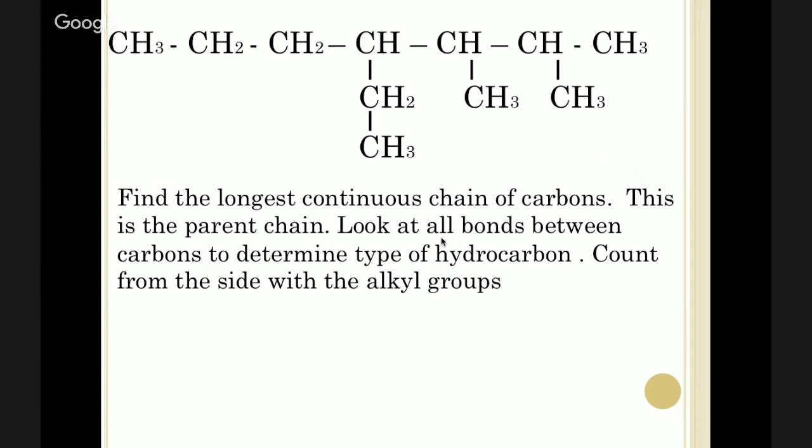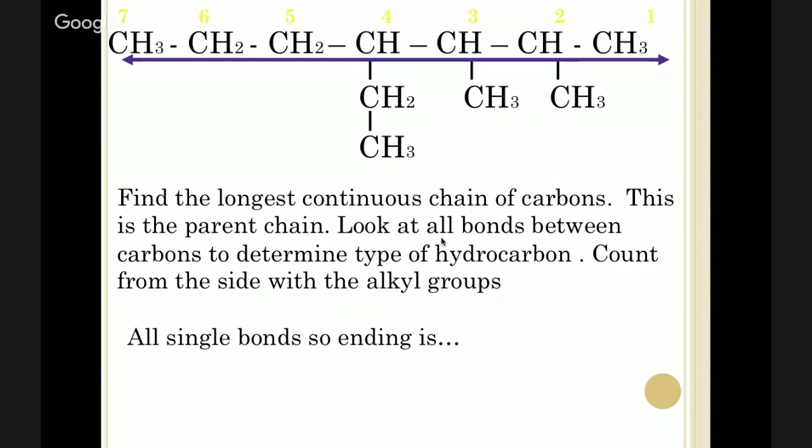Again, find the longest continuous chain of carbons. This is the parent chain, and look at all the bonds between the carbons to determine the type of hydrocarbon. In this case, we're going to count from the side that has the alkyl group. So count from the right because that makes our numbers lower. We're going to count how many carbons there are. So there are 7 carbons, and that means our last name is heptane.